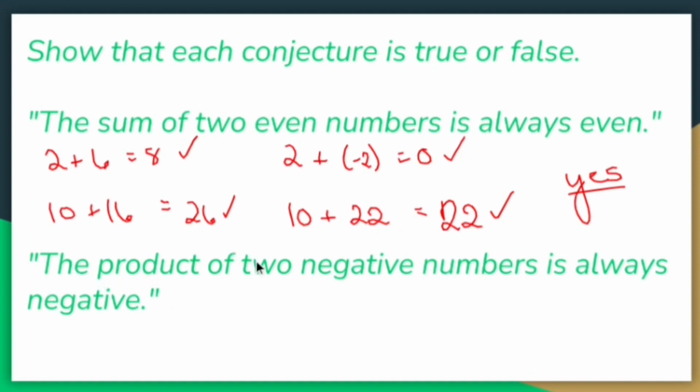Now, the product of two negative numbers is always negative. Is that true or false? Well, let's multiply two negative numbers together. Negative 3 times negative 4 is positive 12. Well, here it says the product of two negative numbers is always negative. Well, immediately I try one of them and it's false. So is this true? No, this is false. This says up here true or false, and I'm saying yes or no. I just wanted to say yes because I like saying yes.